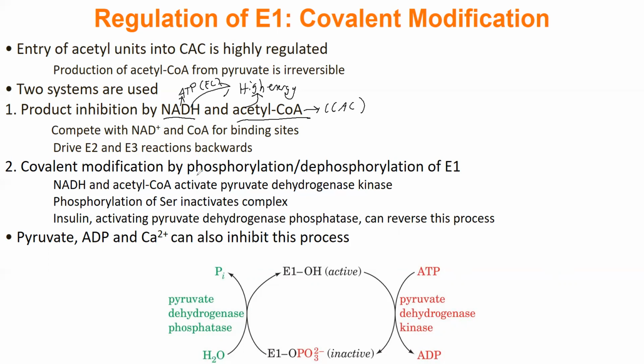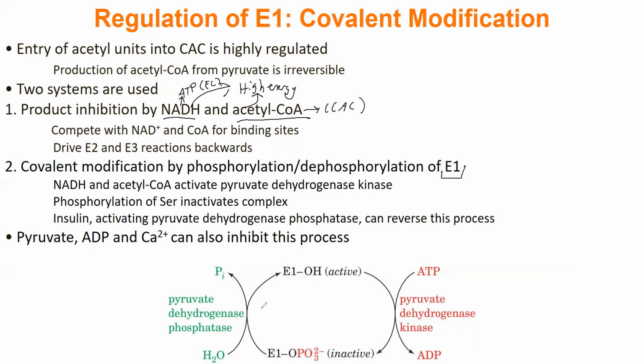And covalent modification, phosphorylation, dephosphorylation. We talked about this a bunch already. Again, for those of you going into any type of biomedical field, you're just going to get beat over the head with this. Phosphorylation controls a lot of stuff. Here we are phosphorylating and dephosphorylating E1, the first enzyme in PDH.